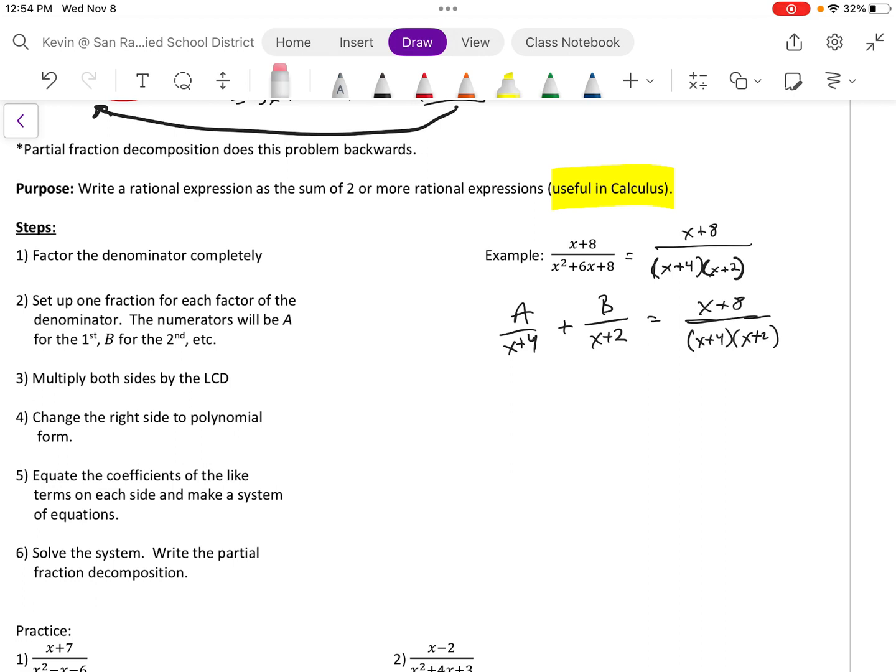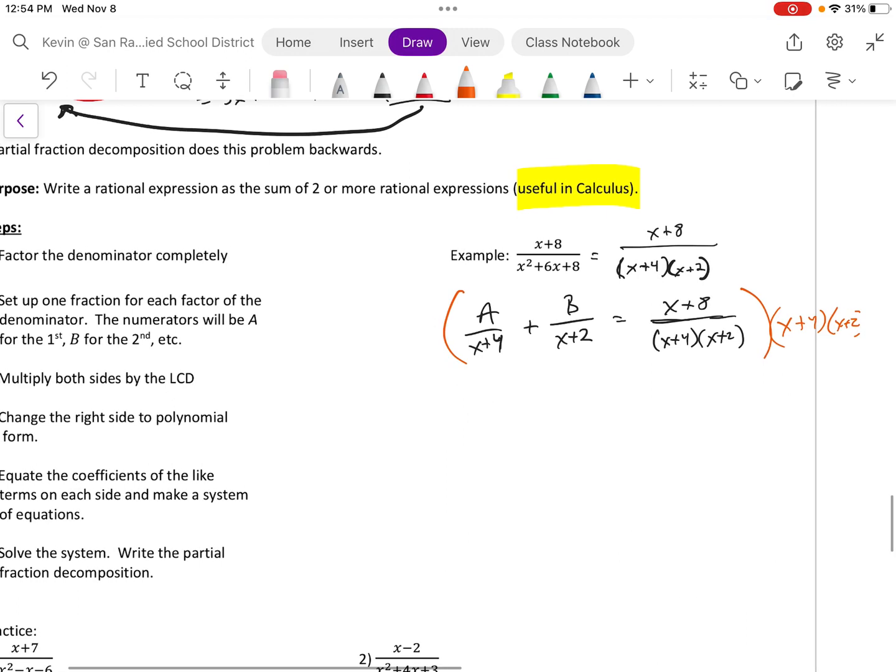So we need to find out what are those values, or what's going to go up there, because this is our goal here, to take this rational expression and rewrite it as a sum of two rational expressions, which is what we have here. All right, so the next step is just to multiply everything we have here by x plus 4 and x plus 2. All right.